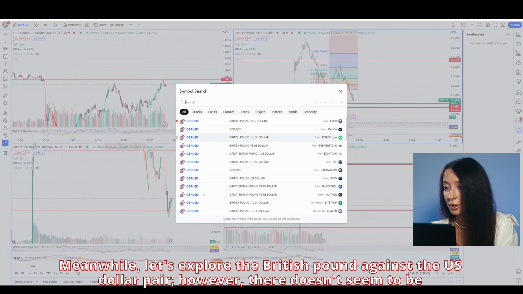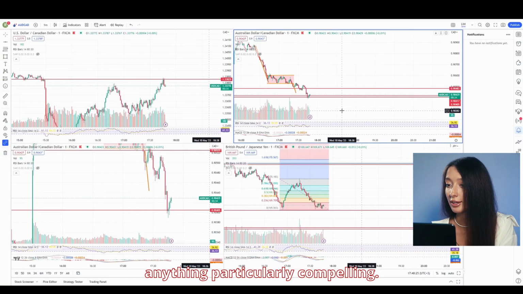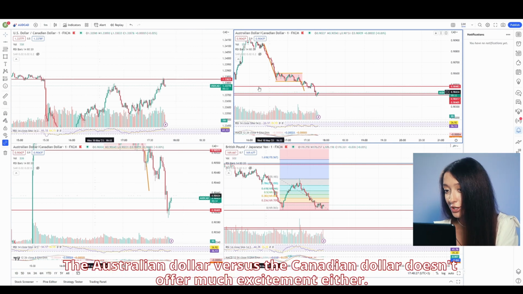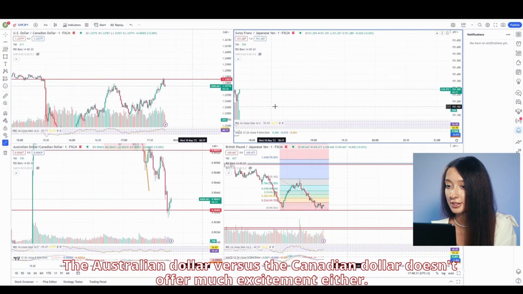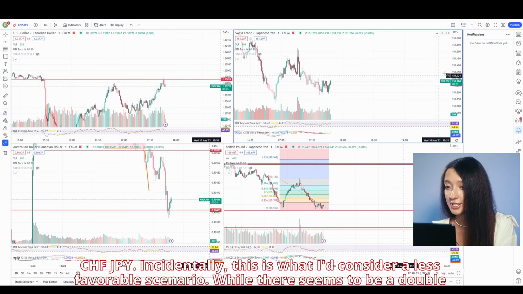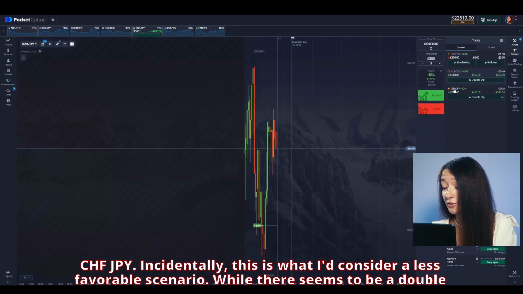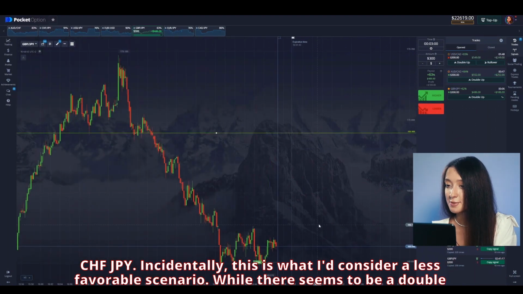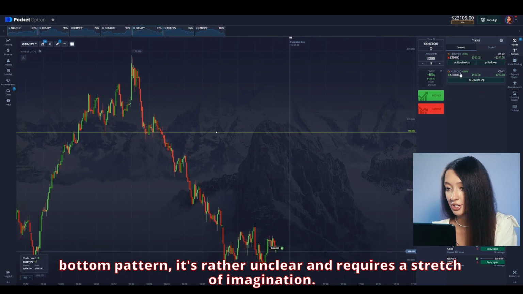Meanwhile, let's explore the British pound against the US dollar pair. However, there doesn't seem to be anything particularly compelling. The Australian dollar versus the Canadian dollar doesn't offer much excitement either. Swiss franc and Japanese yen, currently this is what I consider a less favorable scenario. While there seems to be a double bottom pattern, it's rather unclear and requires a stretch of imagination.